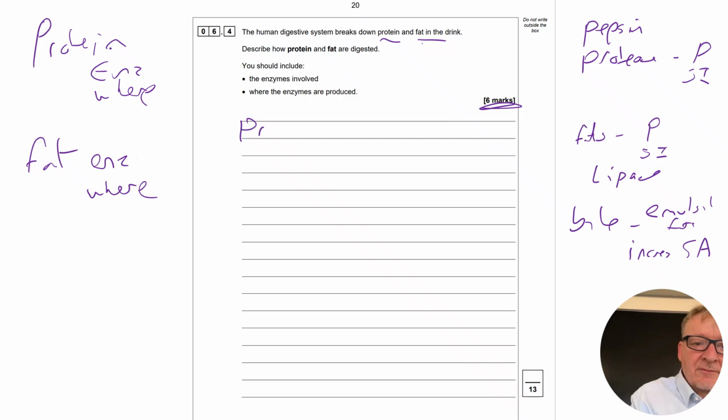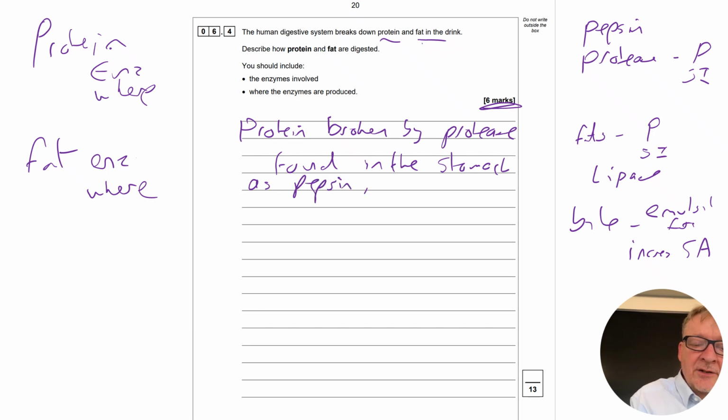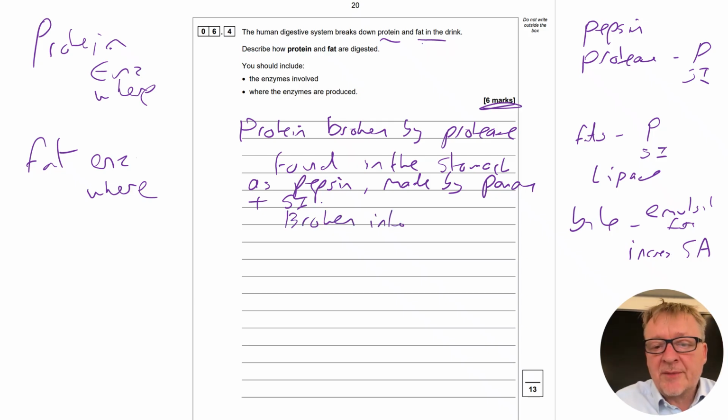So proteins are broken down by proteases, and they are found in the stomach as pepsin, and they're also made by the pancreas and small intestine, and they are broken down into amino acids. Okay, so that's our protein bit.